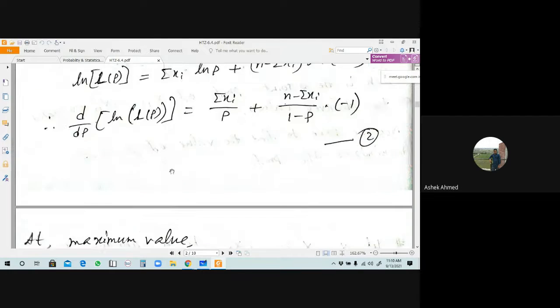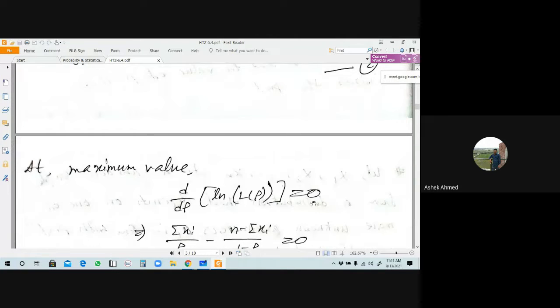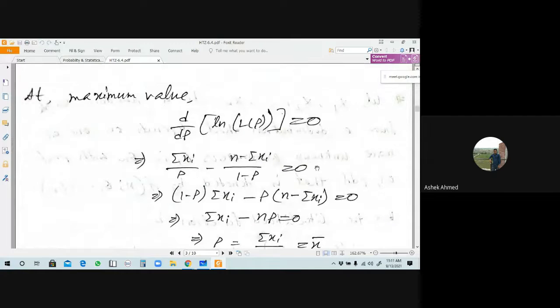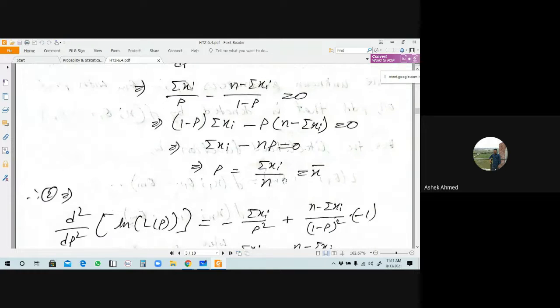For the critical point, the maximum value means this differentiation will be 0. Setting it to 0, from here we can write this value equals 0. If you simplify this result, you will get the value of p. From here we can say that the value of p will be summation of xi by n.